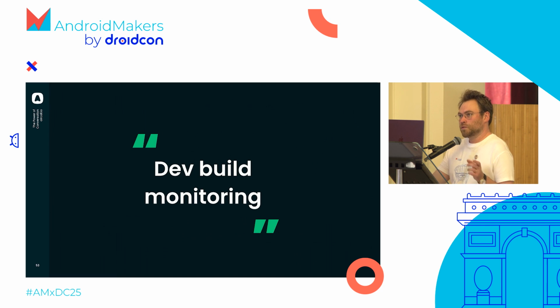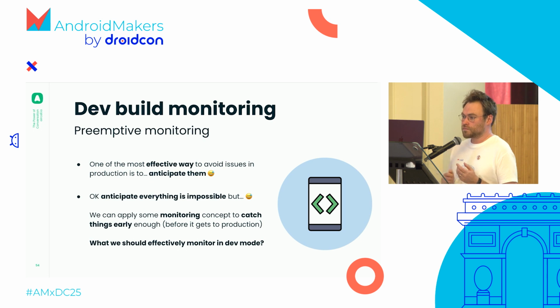Okay, I was speaking about how monitoring is good in production, but it's also very good to have some dev build monitoring. I call it preemptive monitoring. One of the most effective ways to avoid issues in production is to anticipate them. Well, we try at least. It's okay to anticipate, but you can't anticipate everything. It's almost impossible.